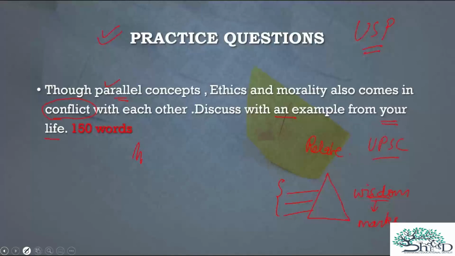Obviously in our structure we will have introduction, body, and conclusion. Briefly, in the introduction you can discuss how they are parallel concepts. In the body you can discuss why they come into conflict, and then you can give the example. Then you can end with a simple conclusion that there is no right or wrong, they both come together and come in conflict also, and in the end should we focus on ethics or not. We'll discuss the conclusion when we come to it. So briefly this is the structure.